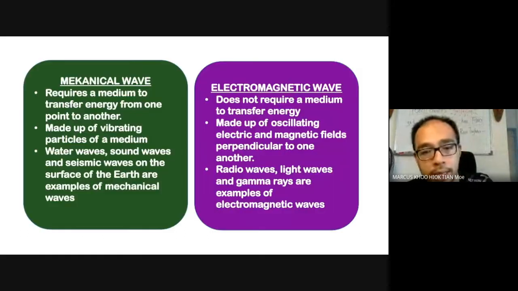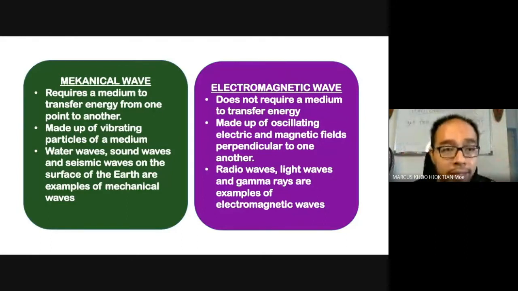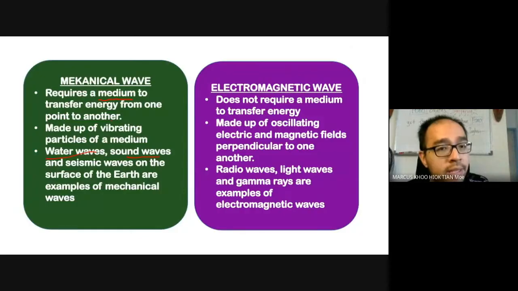Okay, and then mechanical waves is another classification, another categorizing of waves. So mechanical waves are waves that require a medium to transfer energy from one place to another. Okay, so examples are water waves, sound waves, seismic waves. Okay, seismic waves are waves that occur during an earthquake. You know, an earthquake is a vibration, so it's still a wave. So we call this seismic waves. So these are mechanical waves because they require a medium.